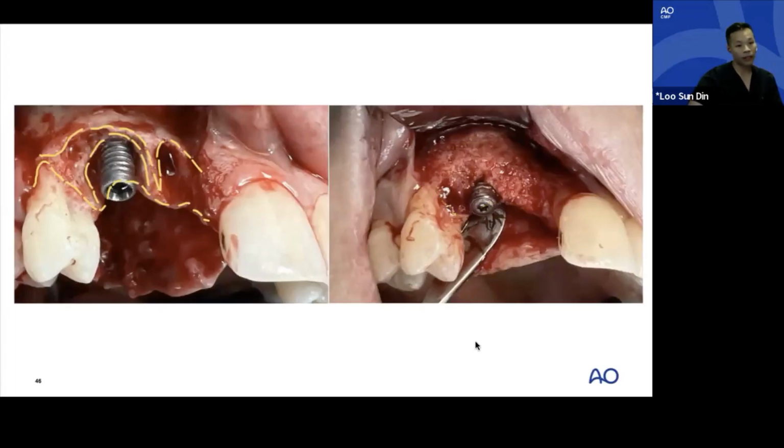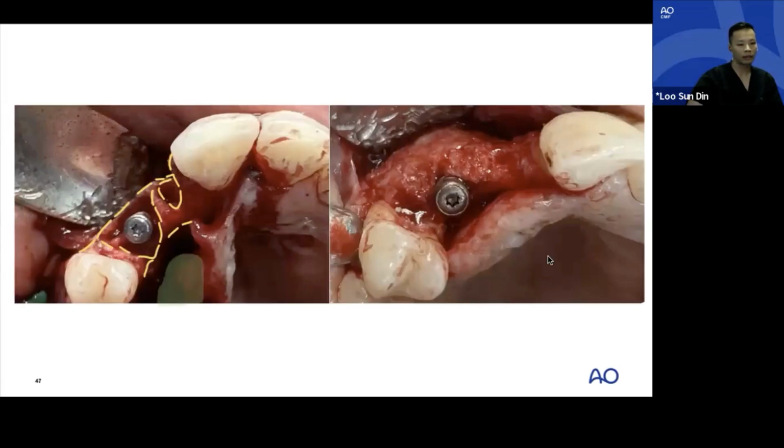And if you compare it side by side, this is what we have. Good bone coverage at the 1-3 implant, just short of covering the whole implant. And if you look at it from the bottom, we can see that the 1-2 side actually has a lot more space for improvement.